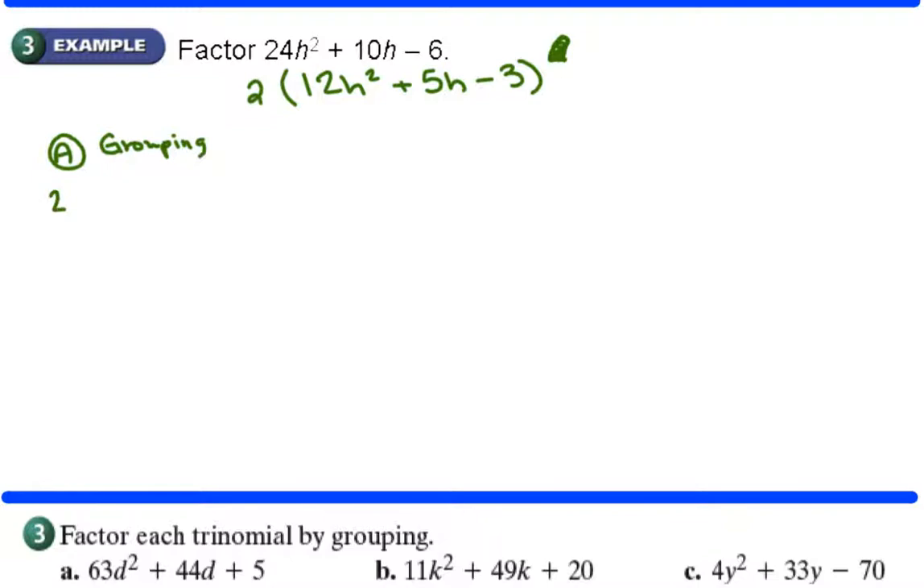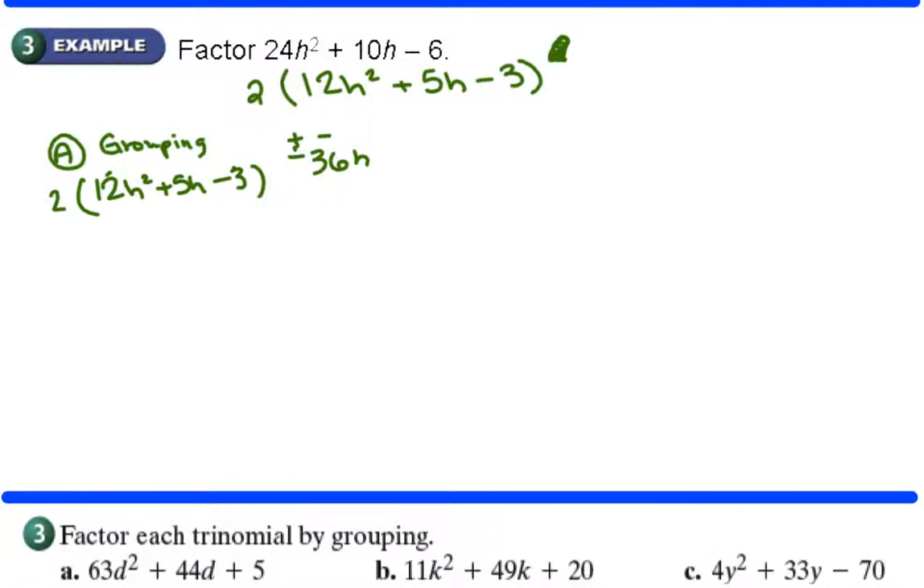We've got that 2, we have 12h squared plus 5h minus 3. For grouping, what we do is we take the first and the last, we multiply those together, negative 36h. You multiply your a and c. Then you find factors of negative 36h that will give you a positive 5. Now, because that's negative, you know one has to be positive and one has to be negative.